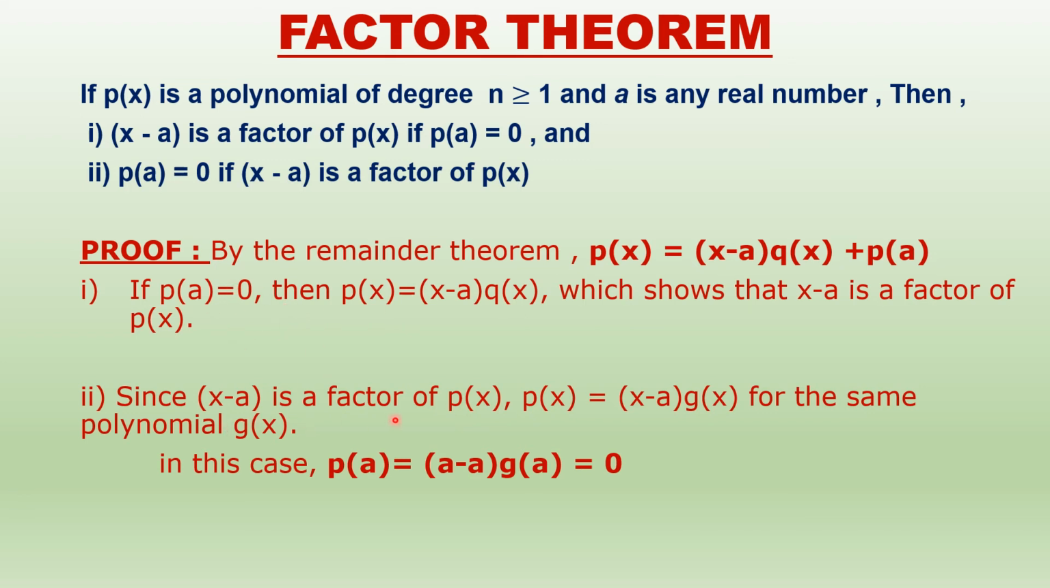Since x minus a is a factor, p of x is equal to x minus a into g of x, for the same polynomial g of x. In this case, p of a is equal to a minus a into g of x, which is equal to 0.